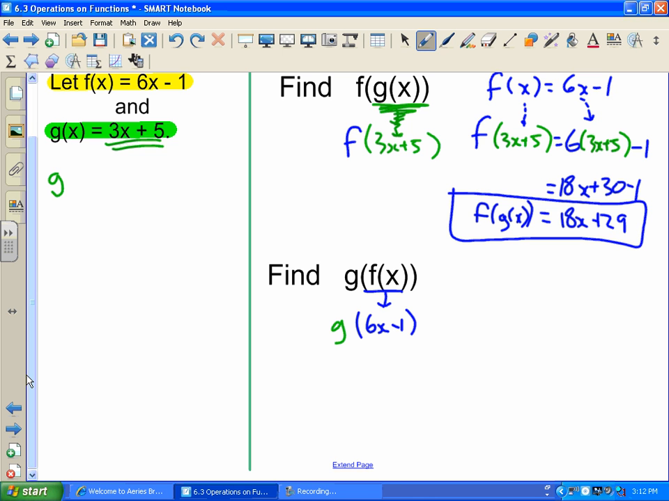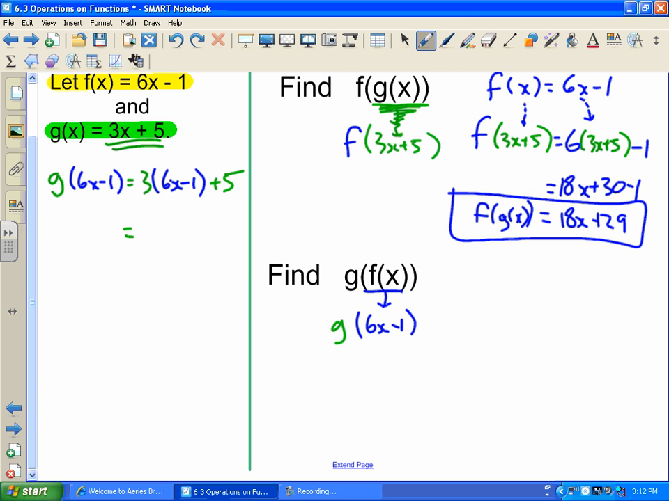If I want g of 6x minus 1, then that's going to equal 3 times 6x minus 1 plus 5. Taking the f function and putting it into the g function: g of f of x.